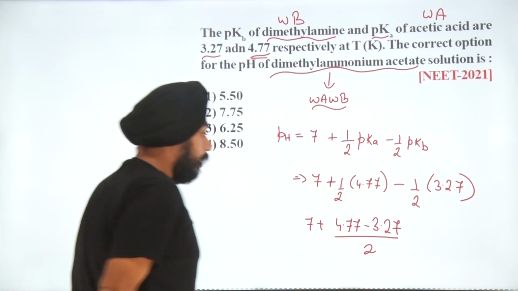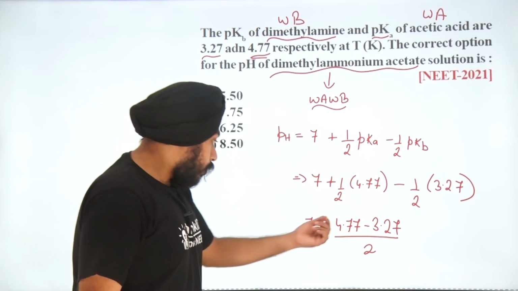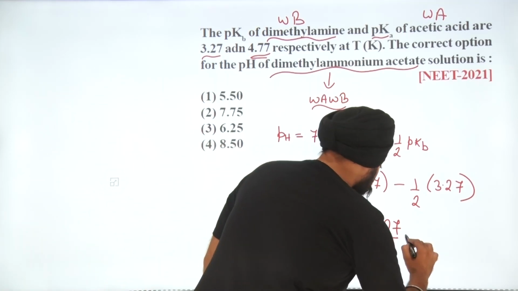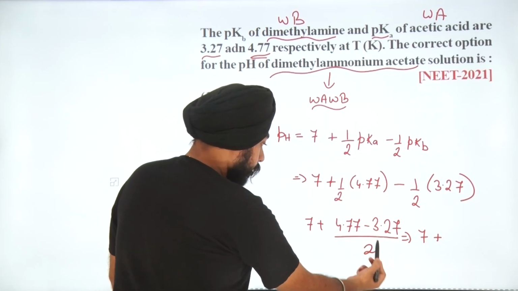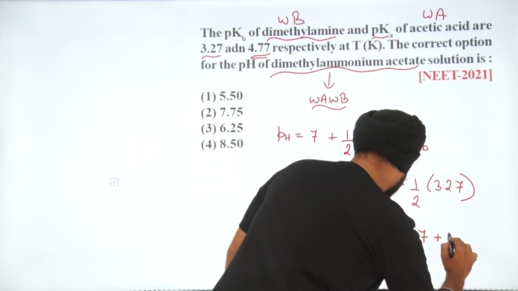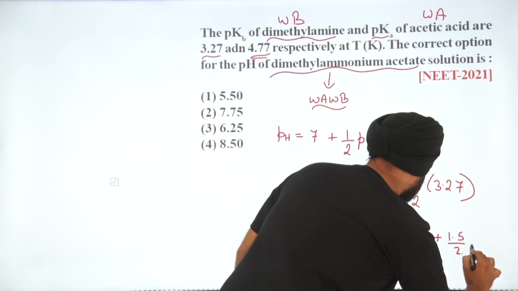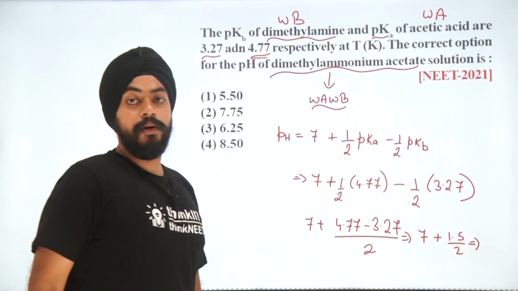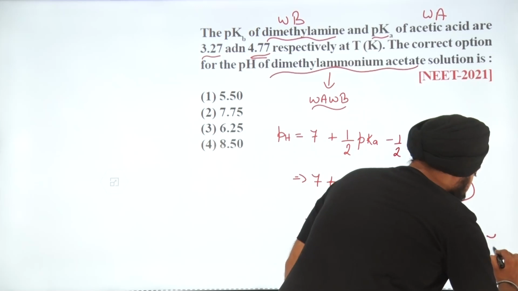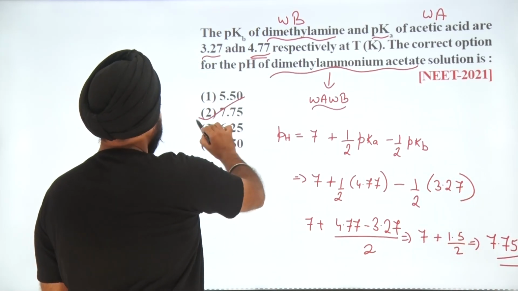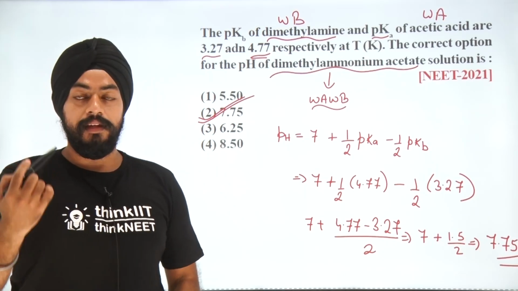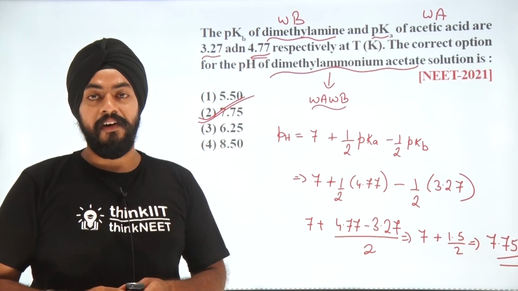3.27 divided by 2. Well, 4.77 minus 3.27, this will be 7 plus this will be 1.5 by 2. 1.5 by 2 comes out to be 0.75. So the answer comes out to be 7.75, students. So the correct value of pH for this will be option number 2, that is 7.75. And I hope you understood it.